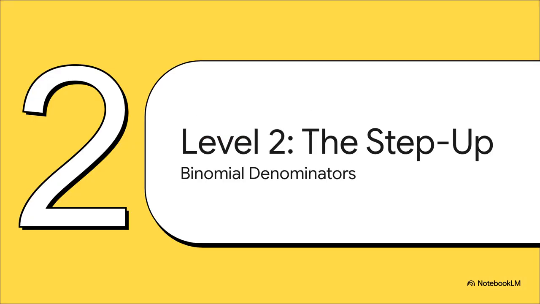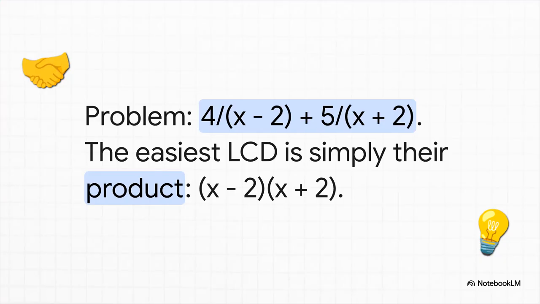Time to level up. Let's move on to level 2, where things get a little more interesting. Now the denominators themselves are going to be algebraic expressions, specifically binomials. Check this out. The denominators are x minus 2 and x plus 2. They look kind of similar, but they are totally different expressions. So how in the world do we find a common denominator?